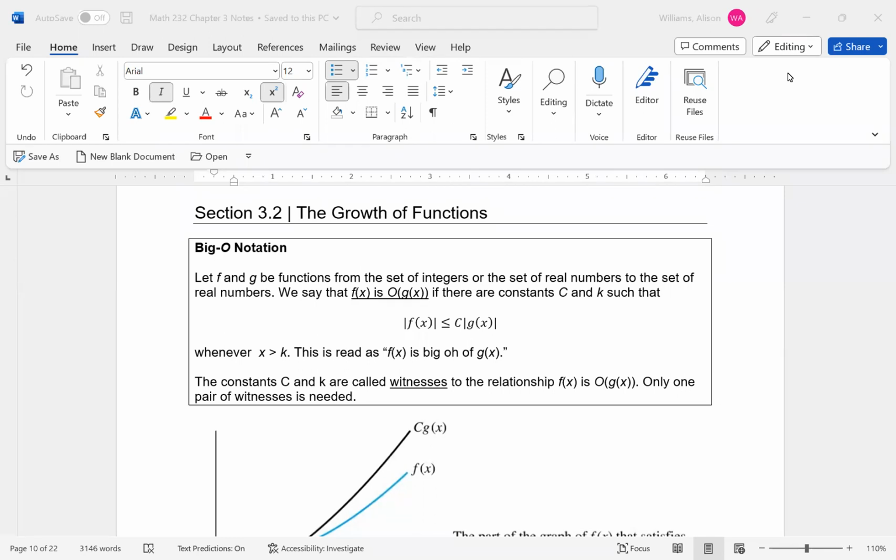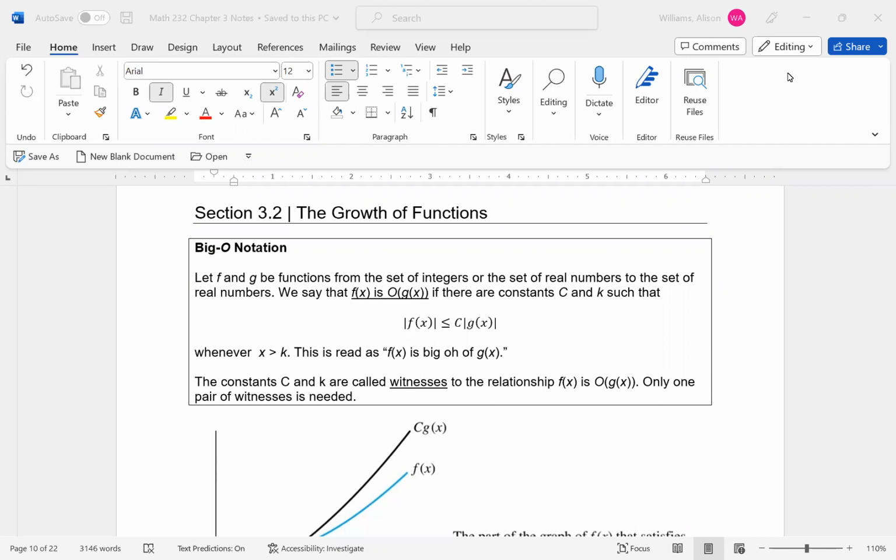Okay, so let's look at it. Let f and g be functions from the set of integers or real numbers to the set of real numbers. And we say that f of x is big O g of x if there are constants c and k such that the absolute value of f of x is less than or equal to c times the absolute value of g of x whenever x is bigger than k.